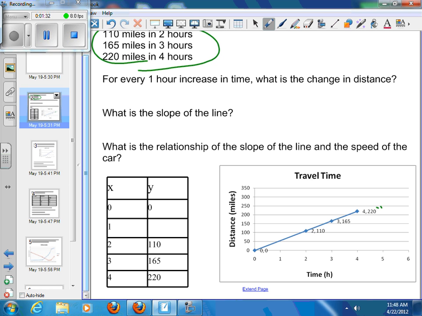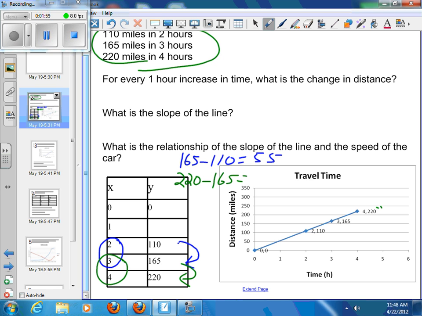So to go from hour 2 to hour 3, what was our change in our distance? If we take 165 and we subtract 110, we end up with 55. Then if we look from 3 to 4, we go from 165 to 220, so we take 220, and we subtract the 165, and again we end up with 55. So it's 55 here and 55 there.